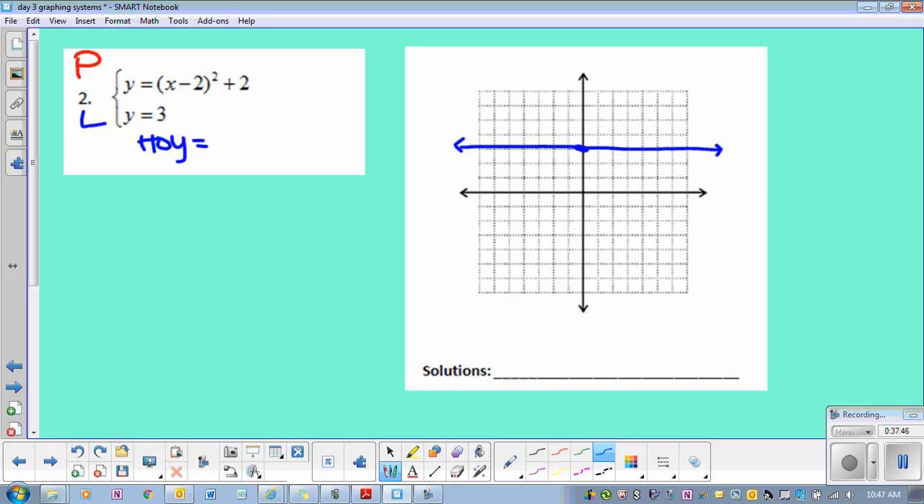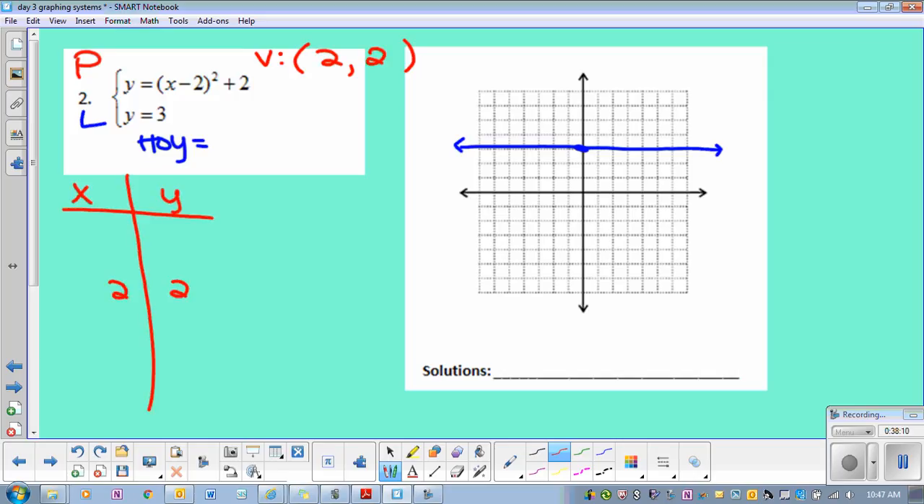Now for the parabola, guys, this one's written in vertex form. You could give me the vertex, or you could give me the points by plugging it into your calculator. What is the vertex here? What's the opposite of this number? 2, comma, 2. Good. So I'm going to make a little table. I'm going to put 2, 2 in the middle. Plug this into the calculator. Give me 2 points above, 2 points below.